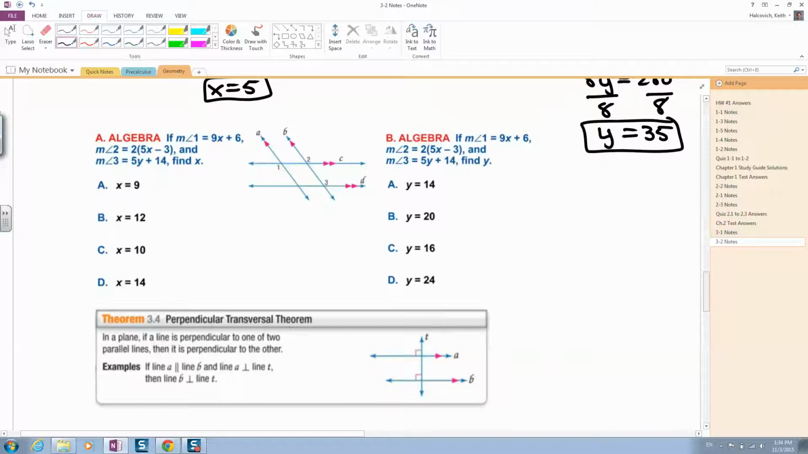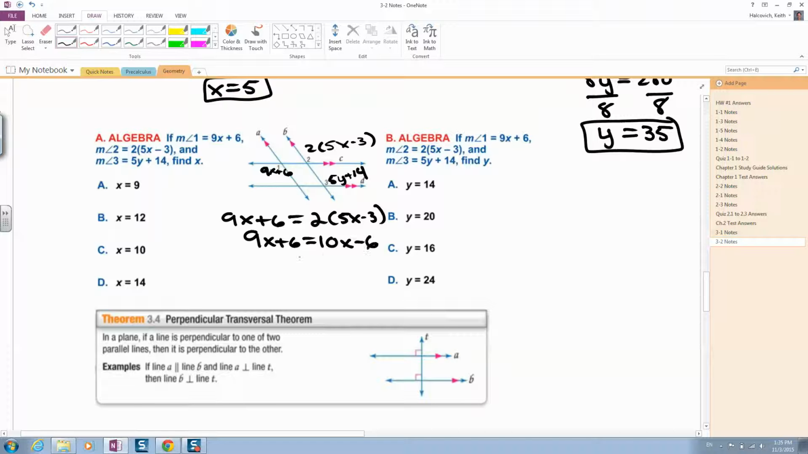All right, next one. If the measure of angle 1 is 9x plus 6, and angle 2 is 2 times 5x minus 3, and angle 3 is 5y plus 14, find x. Well, notice these are alternate exterior because here's the two lines. So 9x plus 6 equals 2 times 5x minus 3. 9x plus 6 equals 10x minus 6. So we subtract 9x and add 6. So we get x equals 12.